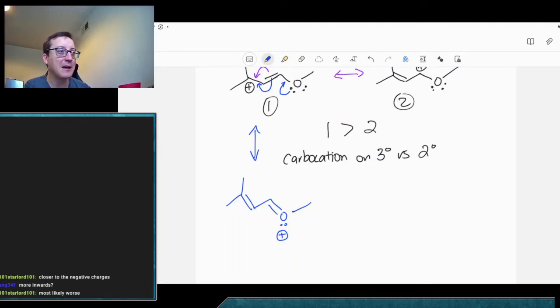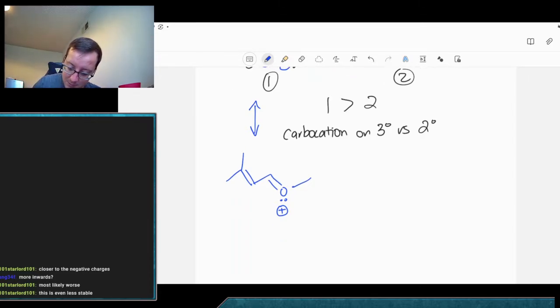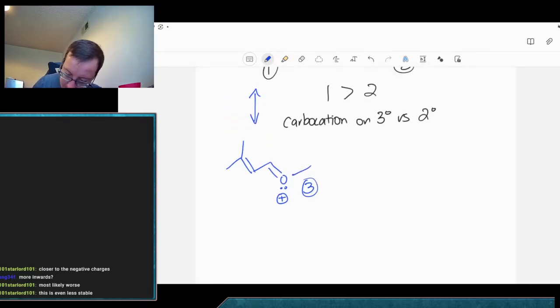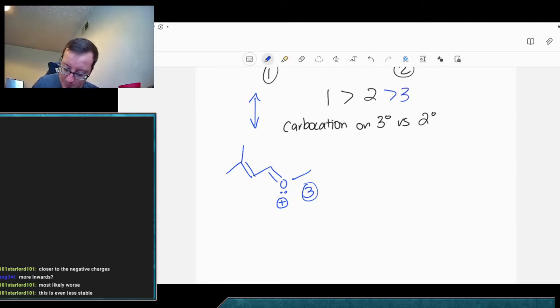But anyways, looking at this, probably also is going to be not so great, right? So I'd say for this one, yeah, it's even less stable, right? Because now we've got our positive charge on the oxygen. The oxygen is not going to be very happy at all. Probably the least stable of all. I would say that this one is now moving to even less stable. Probably least stable.